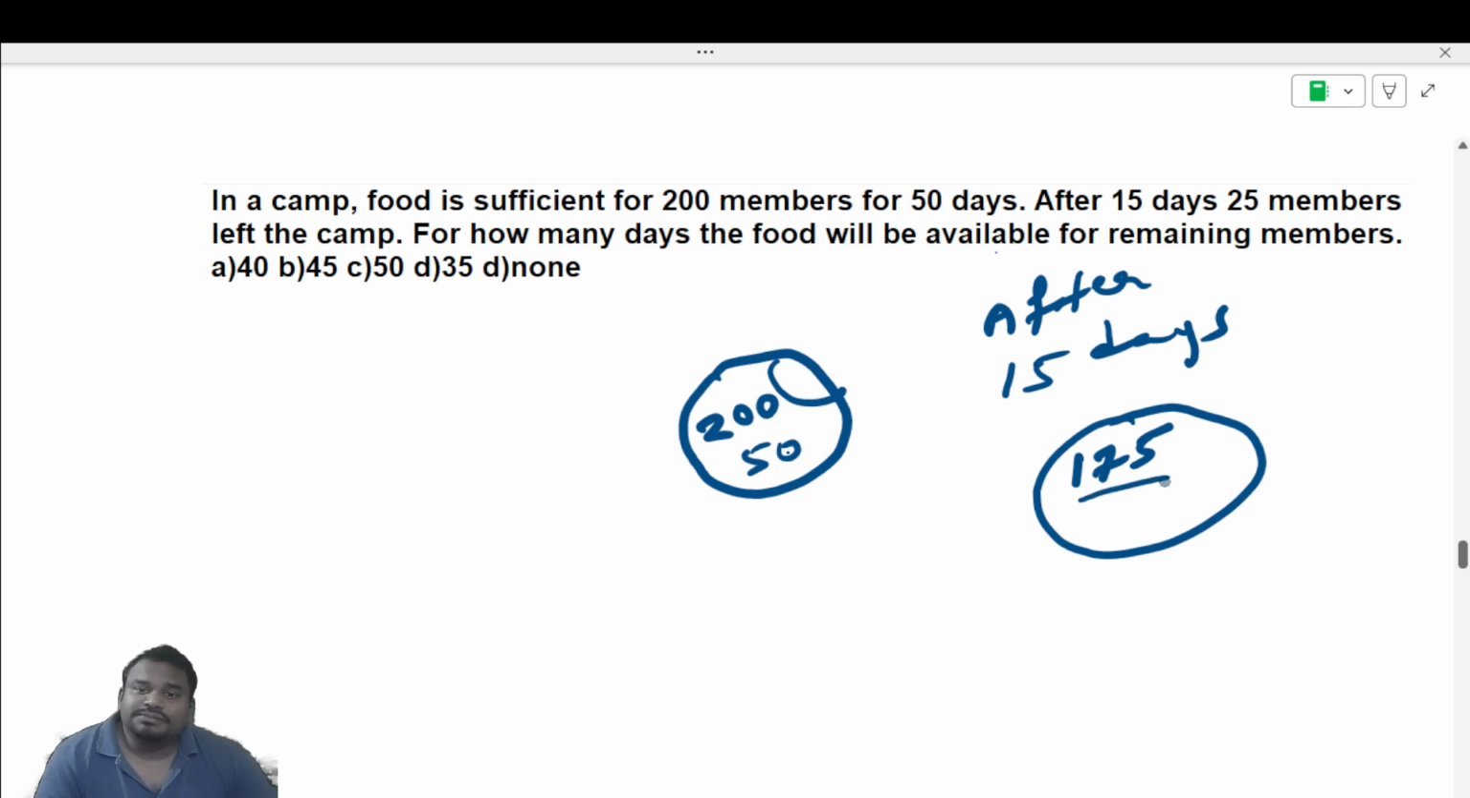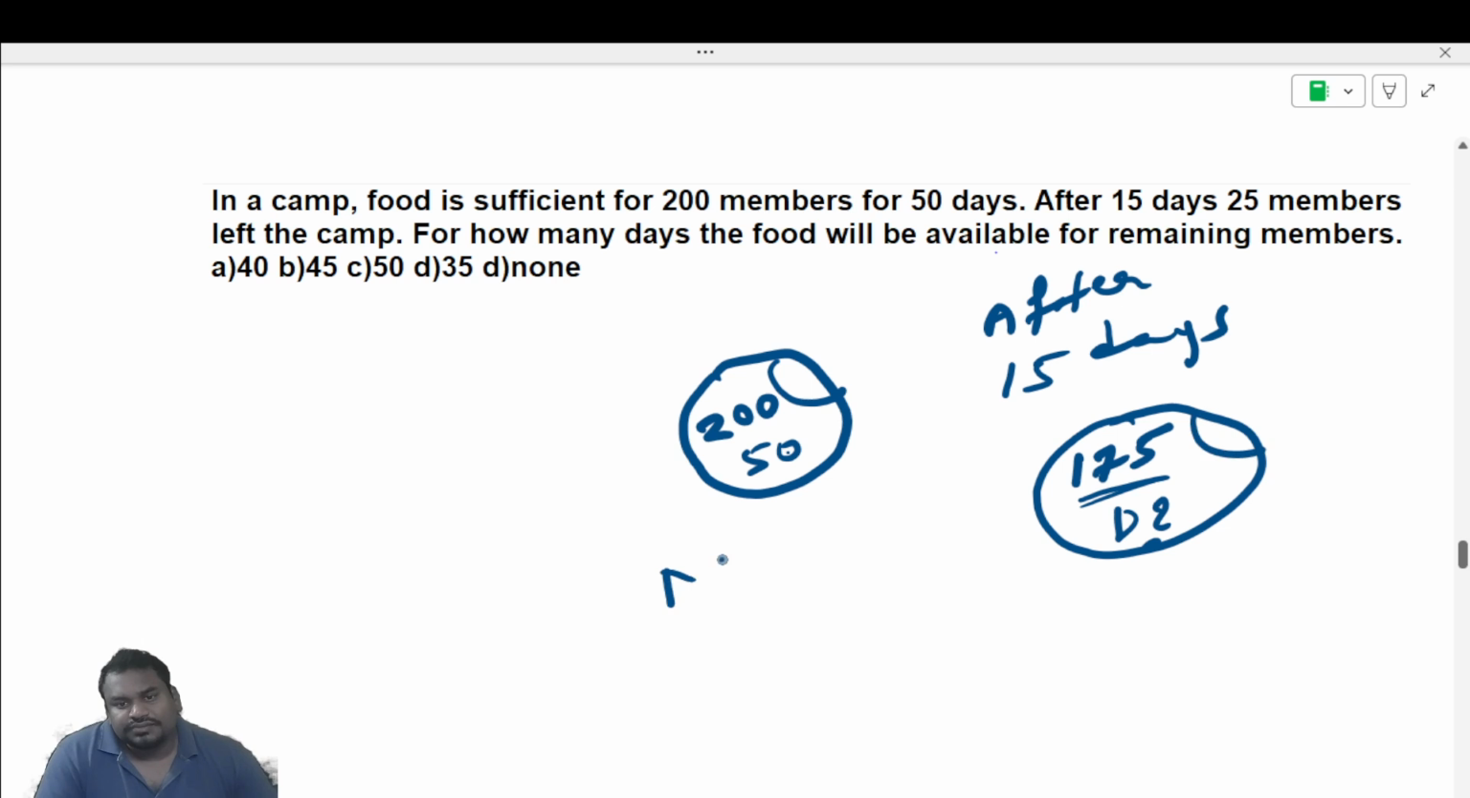So when 175 members are there, will the food be sufficient for 35 days or more? Obviously it will be more, because the number of people got reduced. So for how many days will the food be available for the remaining members? That is the question asked. So now you need to find that out.